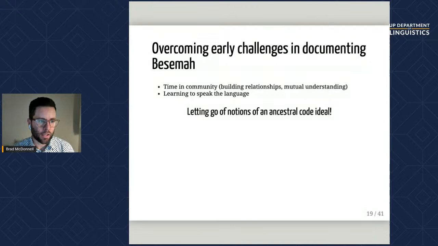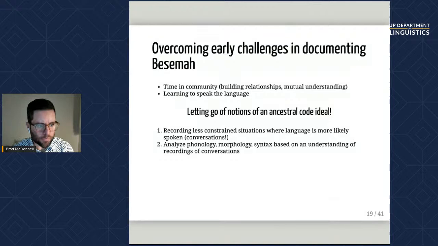Learning the language, the community seeing that I was interested in the language itself and maybe not the culture or other factors there, that I was interested in both the language and the culture. And a very important factor was just letting go of the notions of an ancestral code ideal, that I was trying to get at some perfect or pure form of Busuma, and that speakers of Busuma will mix languages and use different languages, and that's part of the linguistic practices of this speech community.